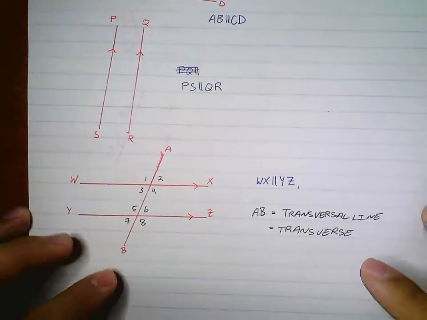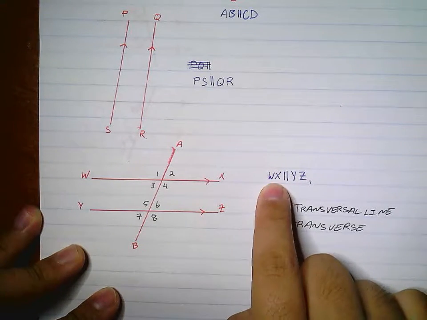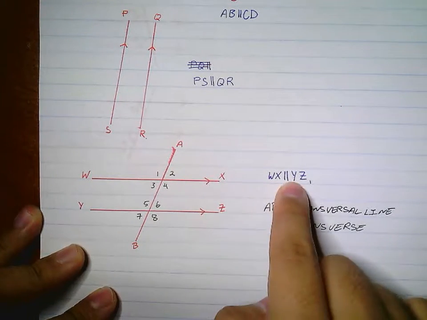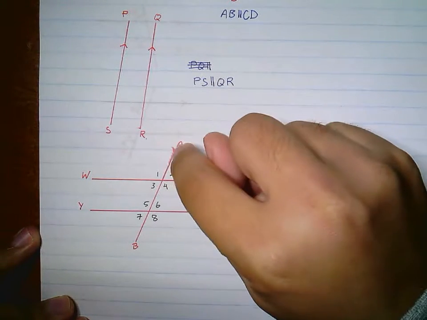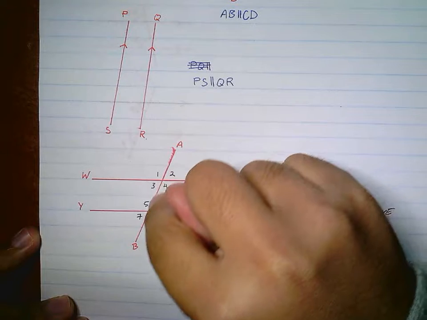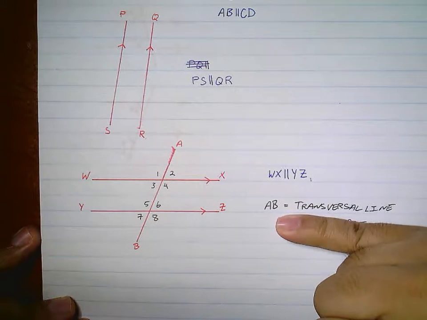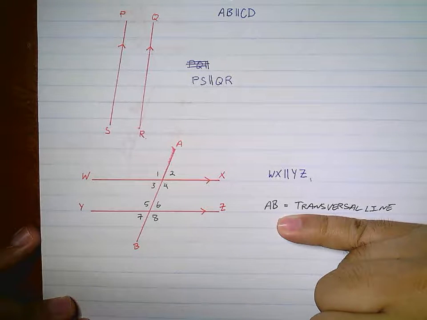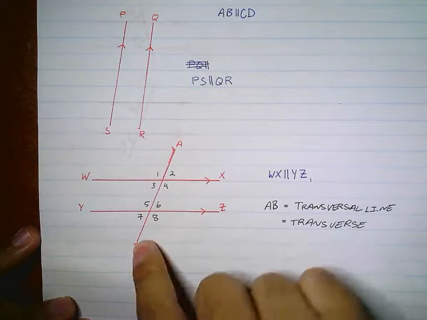Now, when we have a line that passes through parallel lines, so here we have WX is parallel to YZ, and we have an AB that goes through both lines. That is called a transversal line. Or in short, we just call it a transverse. So AB is the transverse.